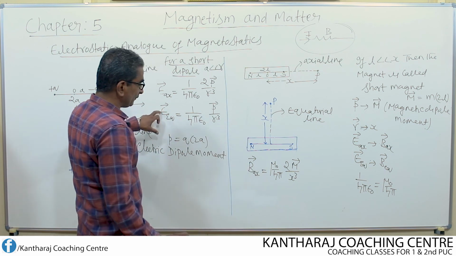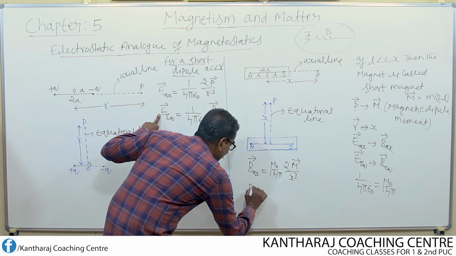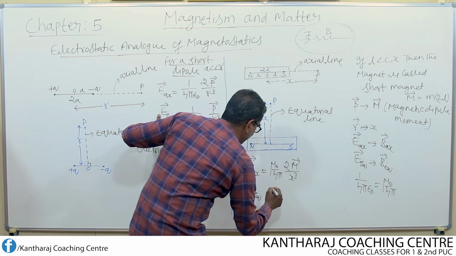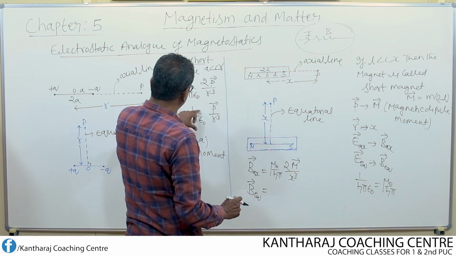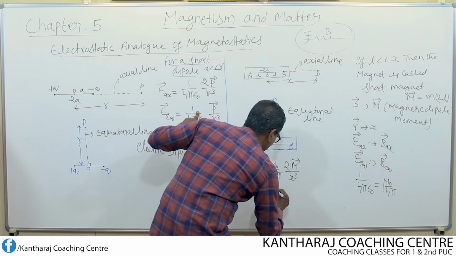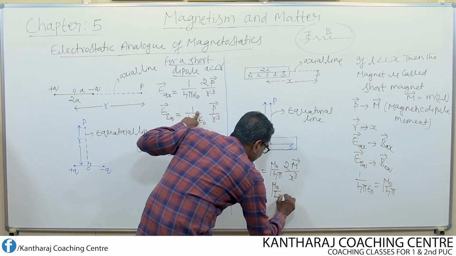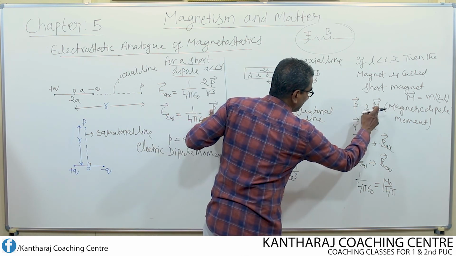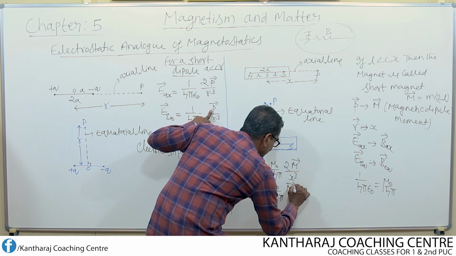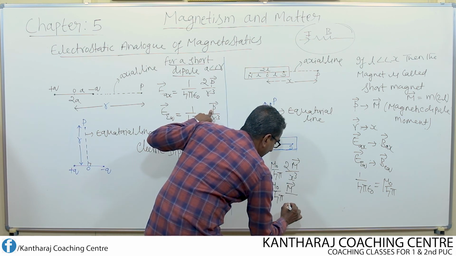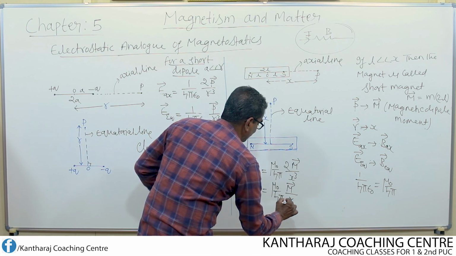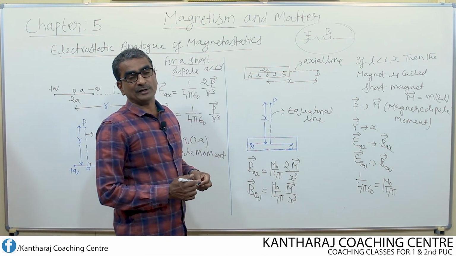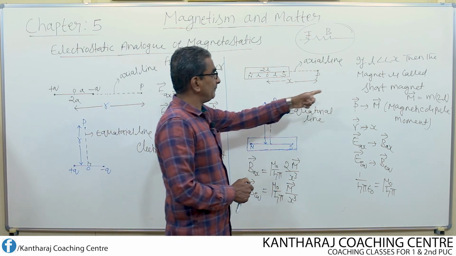Similarly, let us write for the other equation. E equatorial is now replaced by B equatorial, which is equal to, once again, the constant 1 over 4 pi epsilon naught replaced by mu naught over 4 pi. Then the electric dipole moment P is replaced by the magnetic dipole moment M. Once again R is replaced by X, so we get X cube. These are the magnetic field equations for a short magnetic dipole.